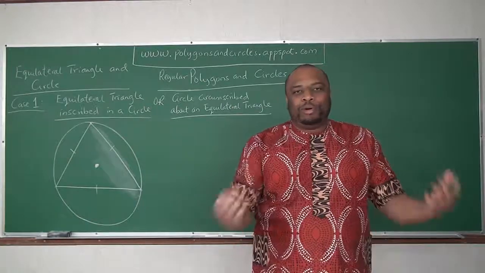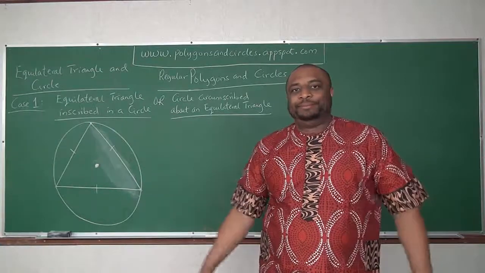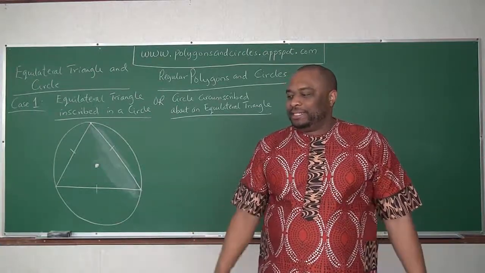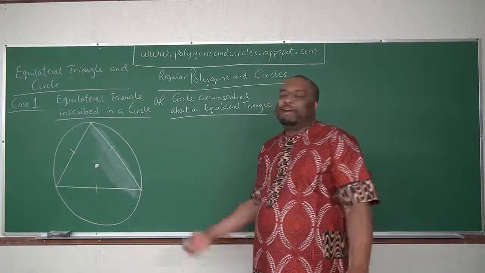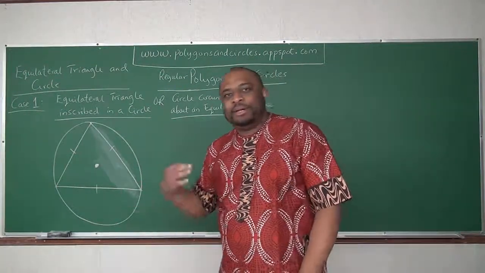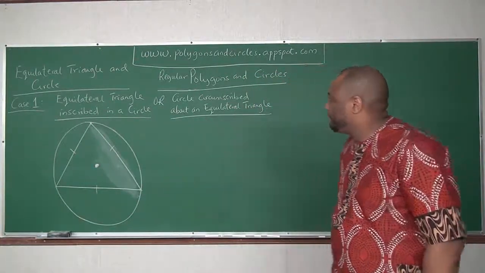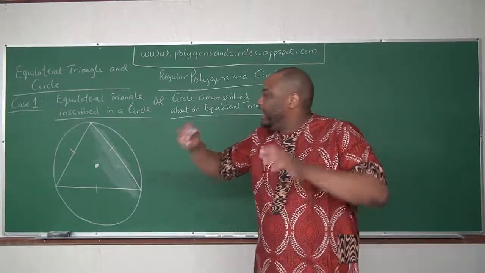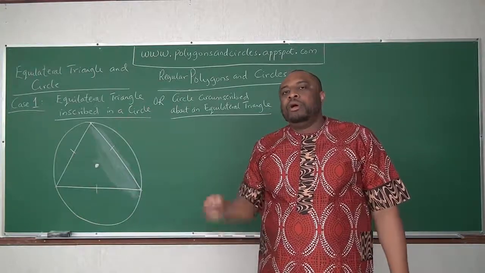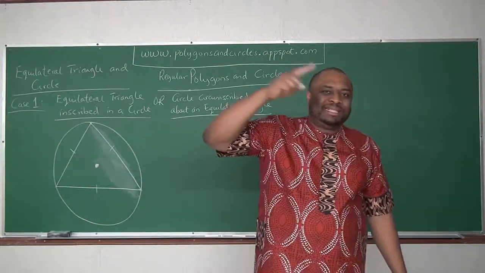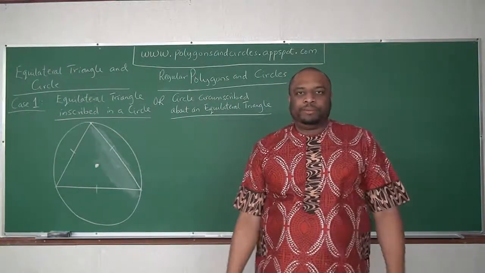Then the regular quadrilateral, which we shall do in the next video, is the square. That one has several ACT questions. They like asking it a lot. Then you have pentagon, hexagon, heptagon, and the rest of them. So I want us to start with this minimum here. We say equilateral triangle inscribed in a circle, or a circle circumscribed about an equilateral triangle.